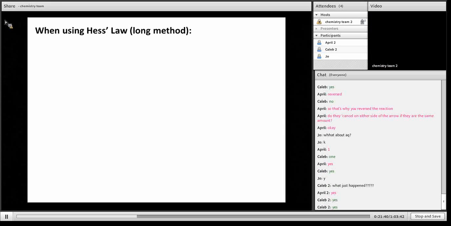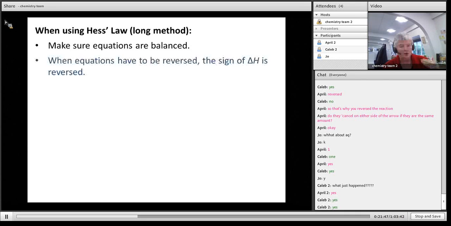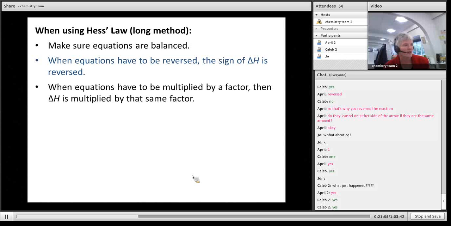I've done the short method, this is now the long method doing exactly the same thing. Okay, so let's just go through the steps though. The equations must be balanced. If you've got unbalanced equations, it's not going to work because they're not going to cancel properly. If you reverse an equation, change products to reactants, reverse the sign, and remember if you multiply by a factor, say I needed 2 H2Os, I've got to double the value of the delta H, as we did in the short method.